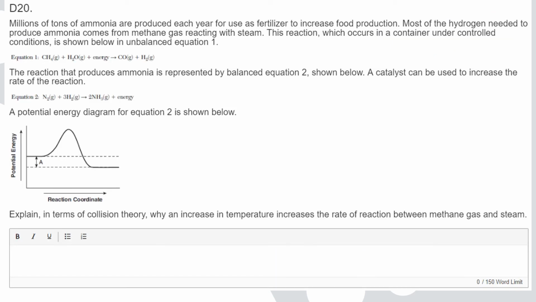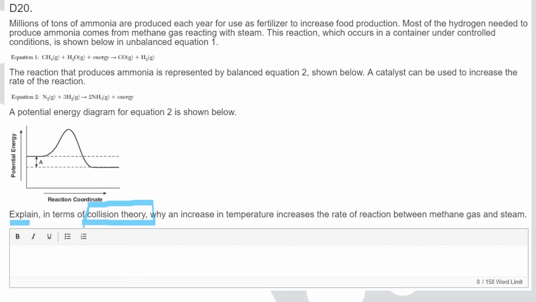Okay, long question. Skip to the answer. Not to the answer, oh, that would be even better. But let's skip to the question. Explain in terms of collision theory. So what does that mean? Again, I must talk about collisions or collide in my answer. Why an increase in temperature increases the rate of reaction between methane gas and steam.